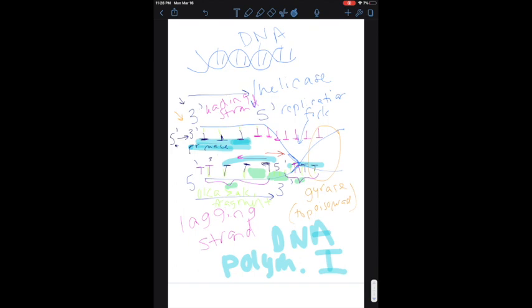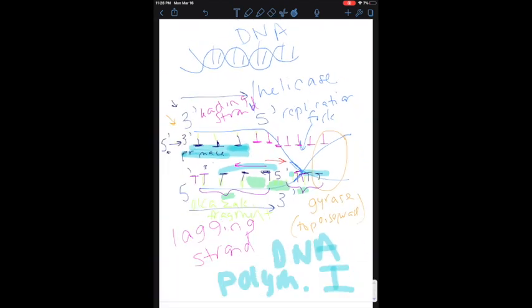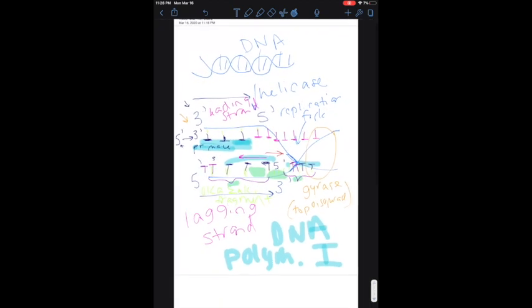So make sure you diagram that out so you can truly understand what's taking place. And as always, please let me know if you have any questions while diagramming.